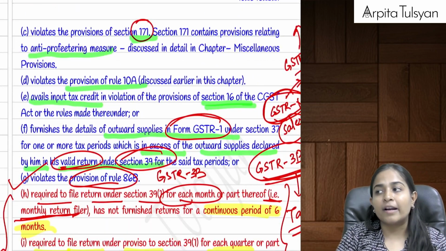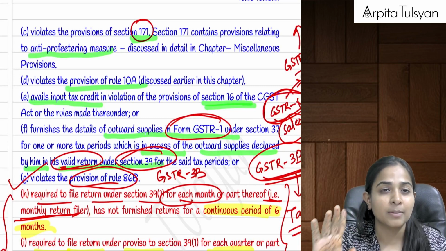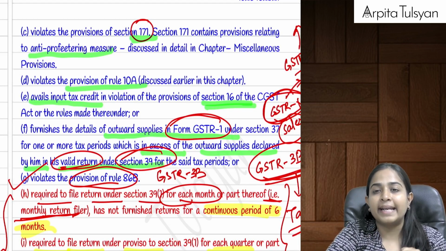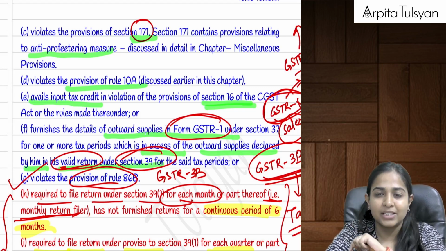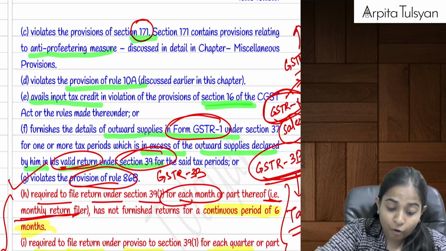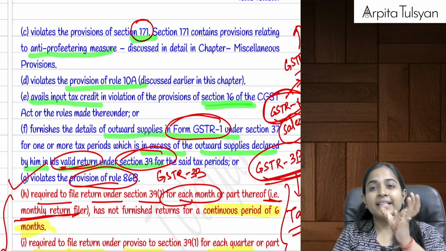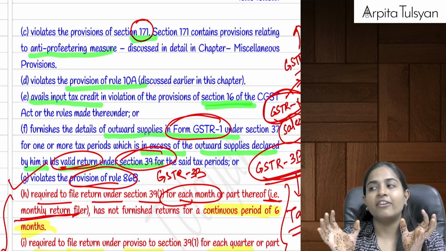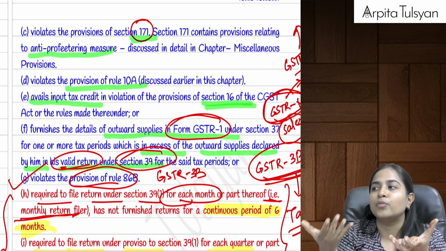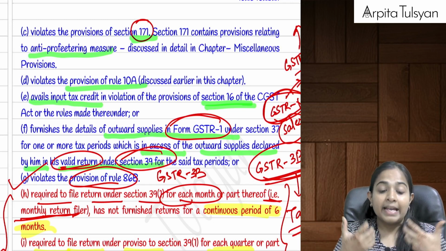Or if there is any contravention of section 171, which talks about the anti-profiteering measure, or if there is a violation of rule 10A, that is, not furnishing the bank account details within a time period of 30 days, or if you are availing input tax credit fraudulently, or there is a big difference. This is very, very important. There is a difference between the turnover that you have shown in GSTR-1 and the turnover that you are showing in GSTR-3B. There is a big difference.